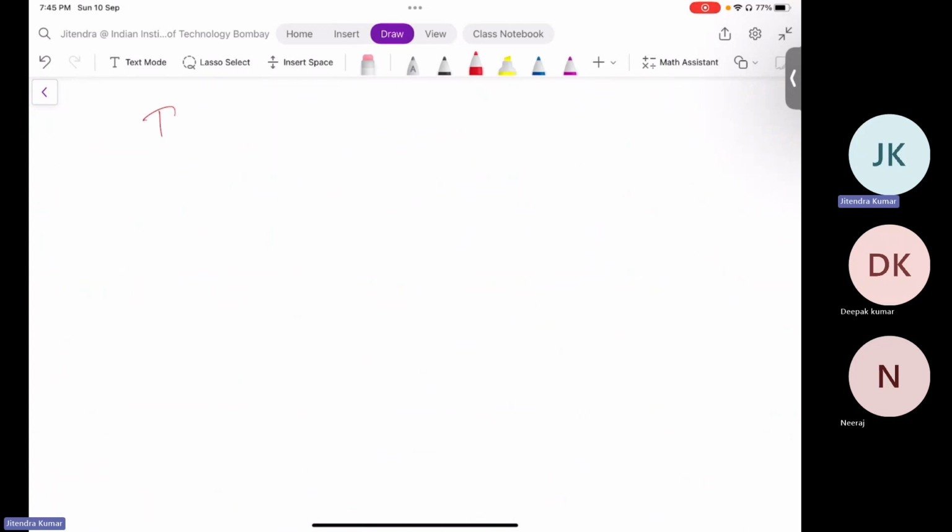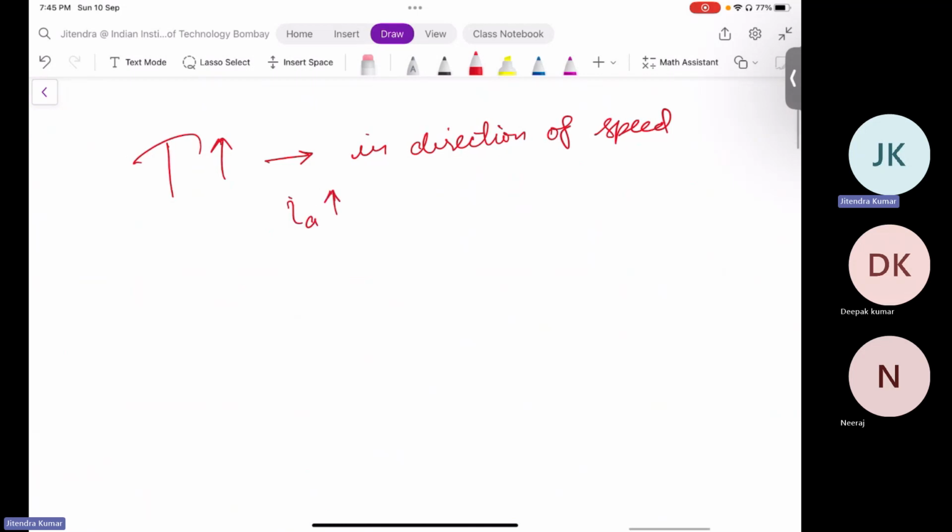You have applied torque in the direction of motion, in the direction of speed, let us say, it will be convenient. Now, what will happen? This torque is increased, it means your current is increased. Now this current is increased, EMF induced will be V plus IARA.